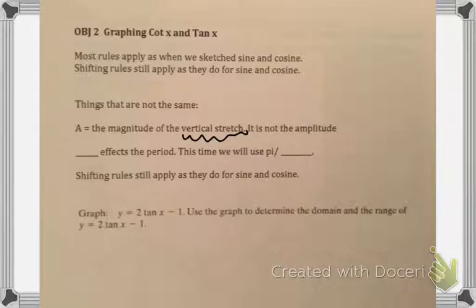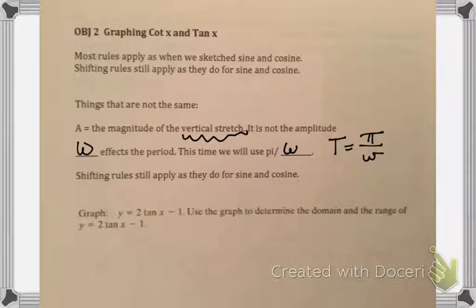The omega still is going to affect the period. So if you have to find the end point or where the asymptote is, you're going to use pi over omega. So t equals pi over omega for tangent and cotangent only. Shifting rules still apply as they do for sine and cosine.